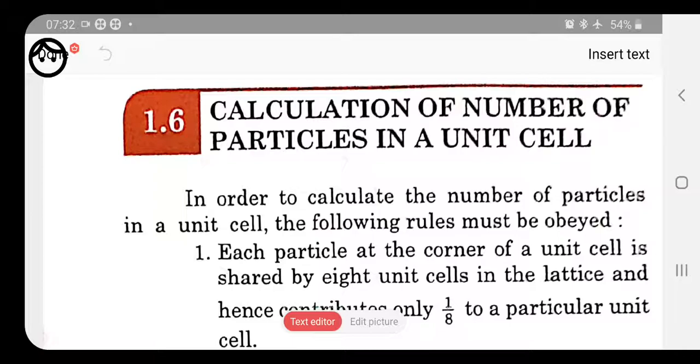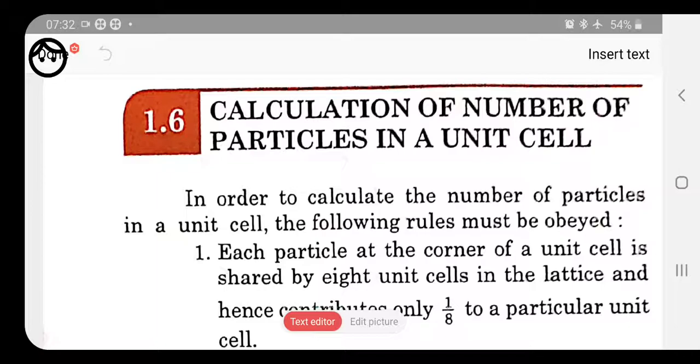As we have already started chapter 1, that is the solid state, today let's continue with the calculation of the number of particles in a unit cell. Before that, we recall some of the topics related to this unit cell.